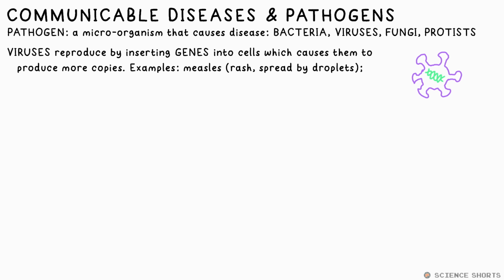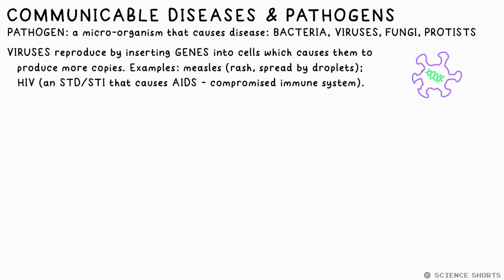Creepy, right? Measles is a virus that causes a rash, and it can actually be pretty deadly too. It's spread by droplets from sneezes or coughs. HIV is an STD, or STI, sexually transmitted disease or infection, that compromises your immune system. That's called AIDS for short. It can also be spread by people sharing needles.